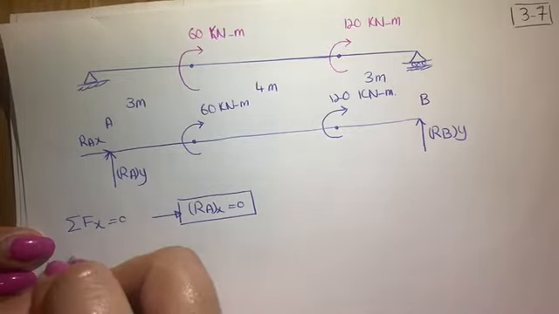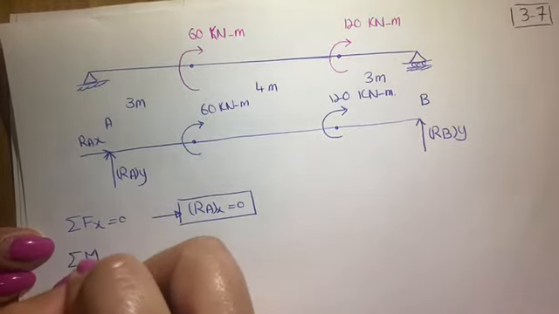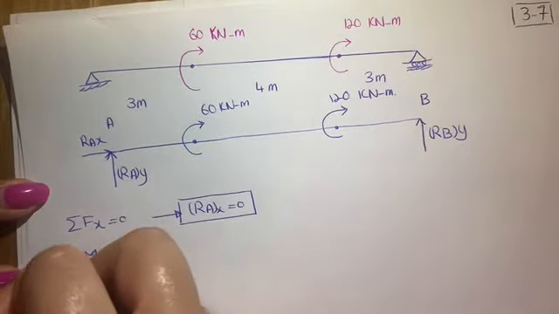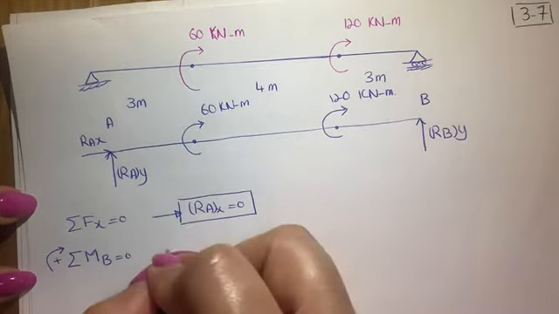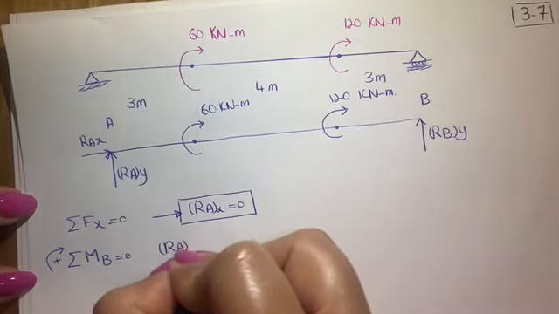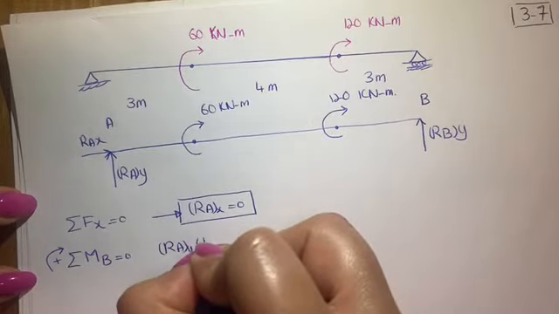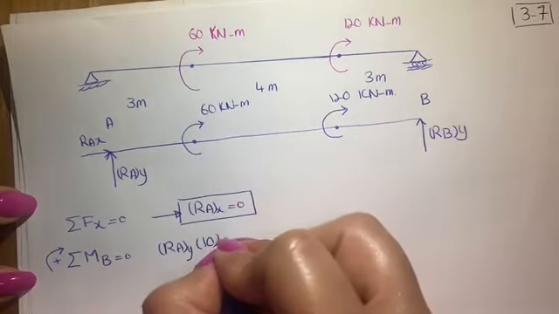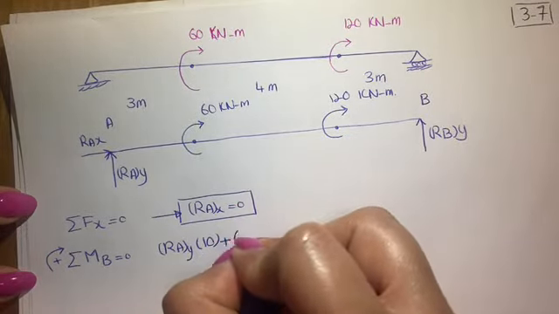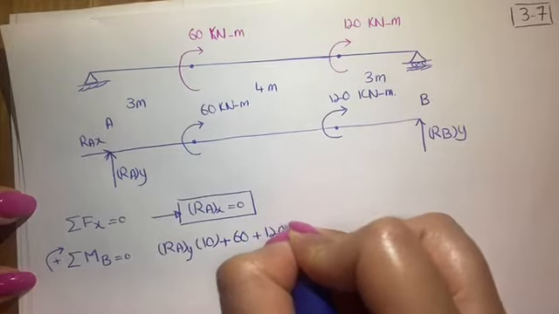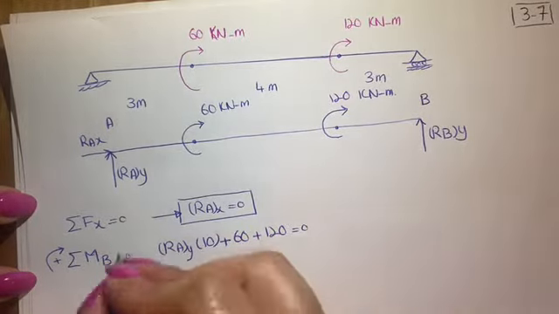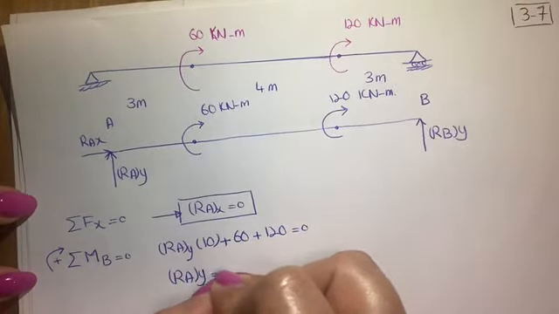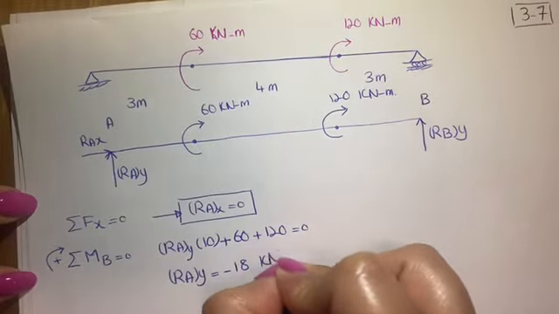Then I'm going to write the moment equation at point B with this direction marked as positive. So we have RAY times 10, which is this distance, 3 plus 4 plus 3, plus 60 plus 120 equals 0. So we have RAY equal to minus 18 kilonewtons.